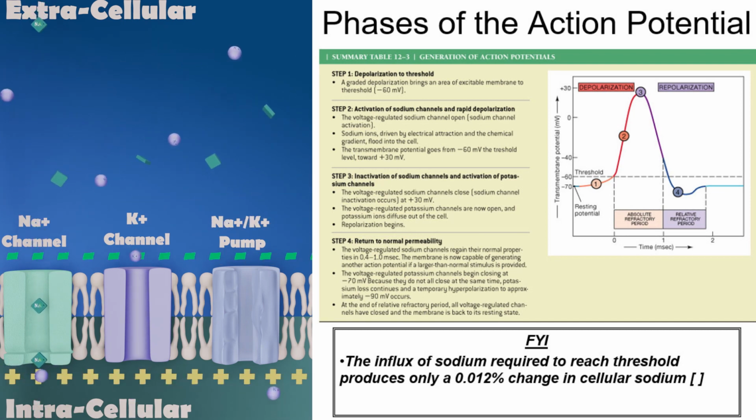This sudden change in the voltage of the cell is caused by electrical currents. These currents are made up of moving charged particles, which are mostly the flow of sodium, potassium and calcium ions through channels embedded within the cell membrane.